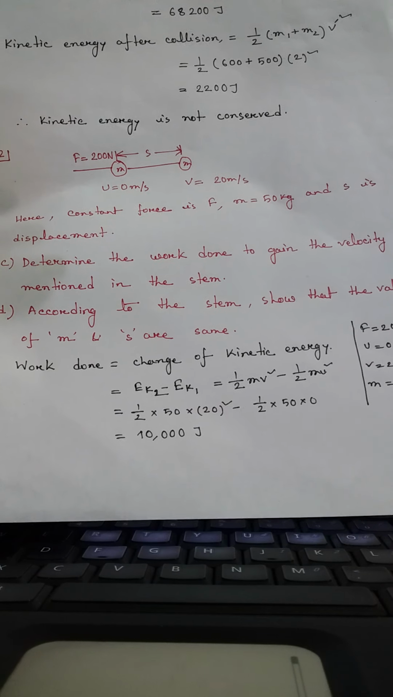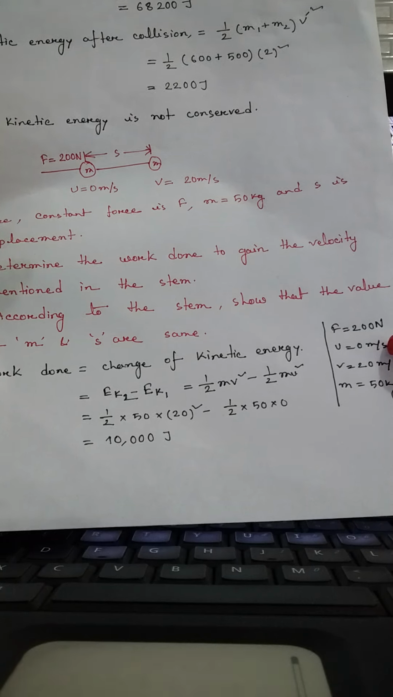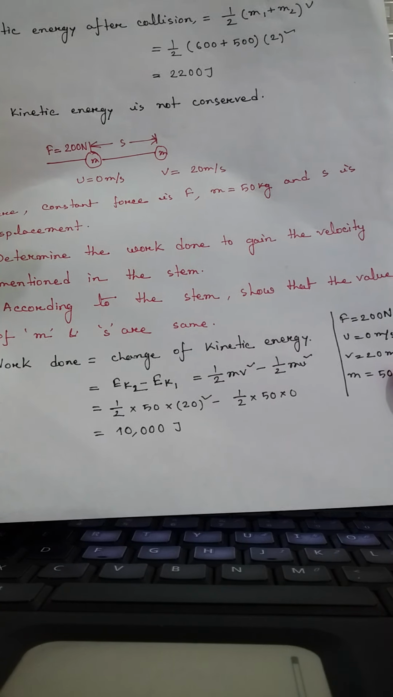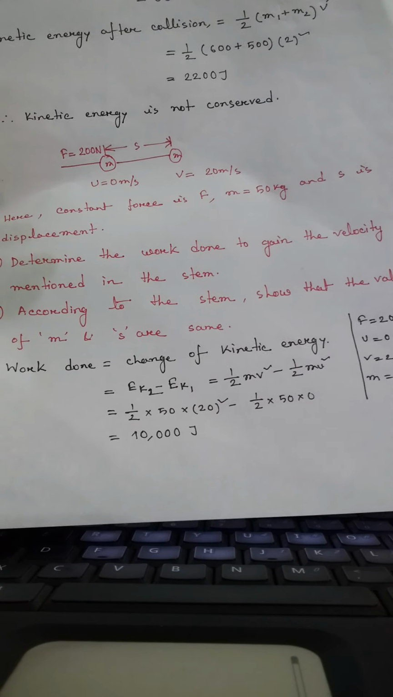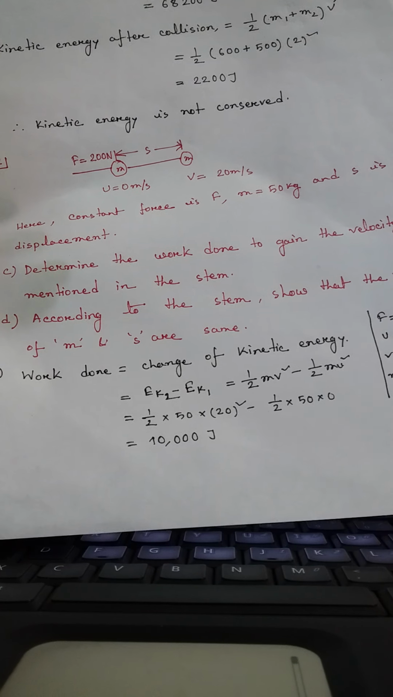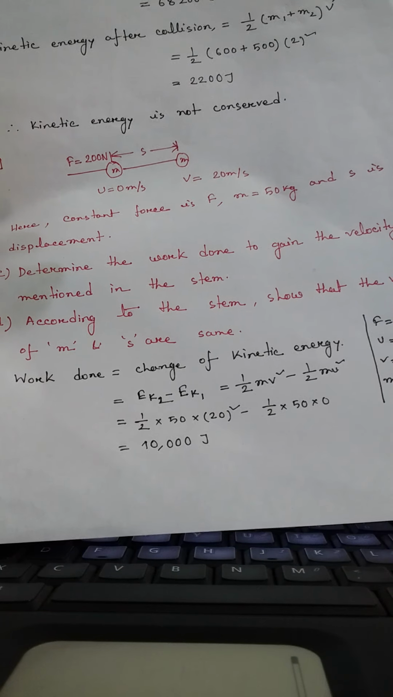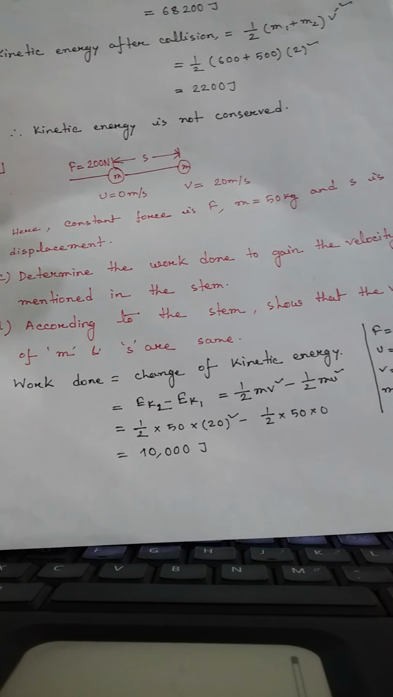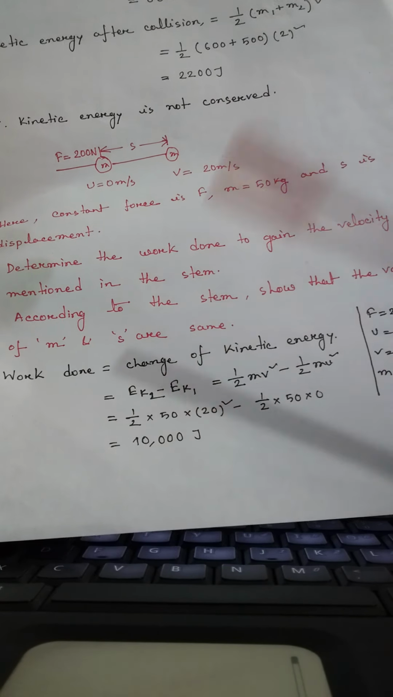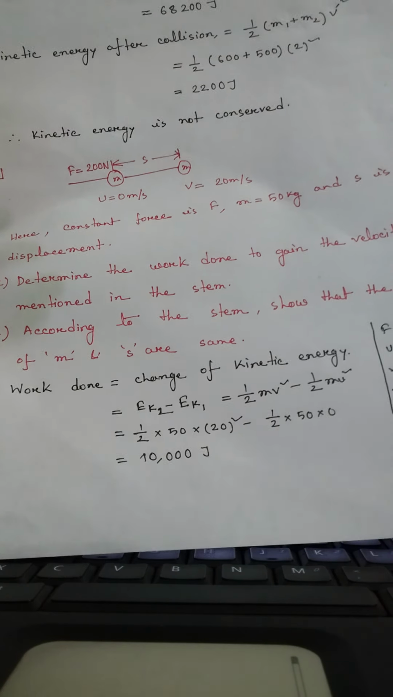What will be the work done? So here are the values. F equals 200 Newton, initial velocity u is 0 meter per second, final velocity v is 20 meter per second, the mass is 50 kg. So what is the work done? All of us know that change of kinetic energy is called work done. So change of kinetic energy means the kinetic energy with the final velocity and the kinetic energy with the initial velocity.